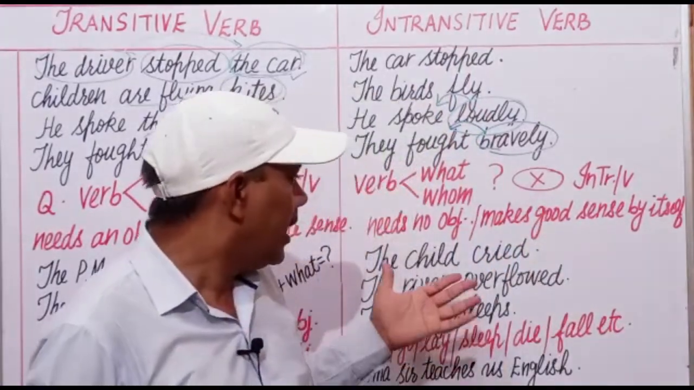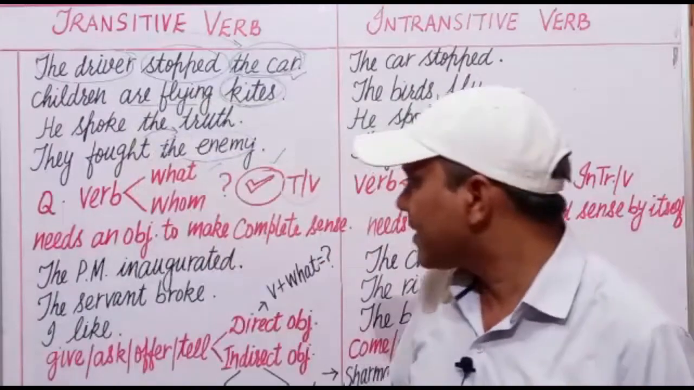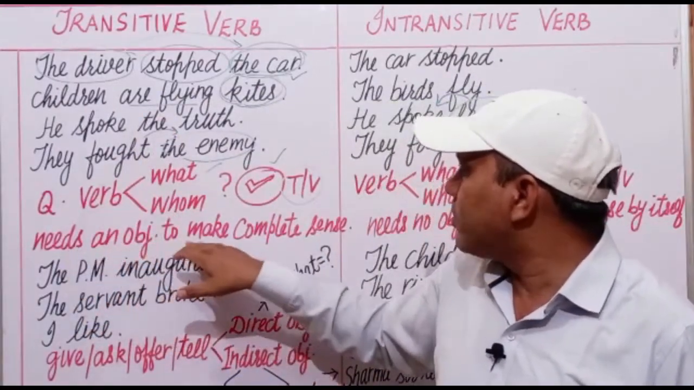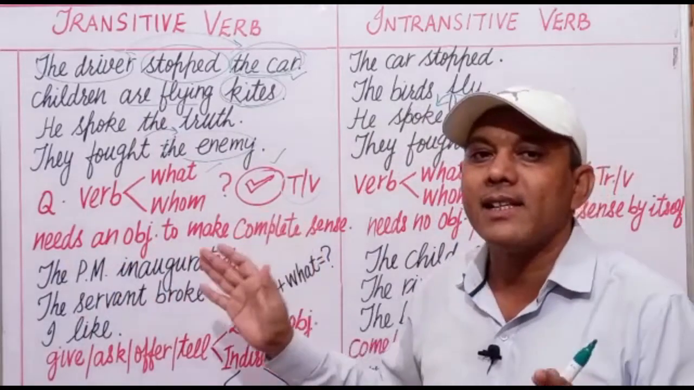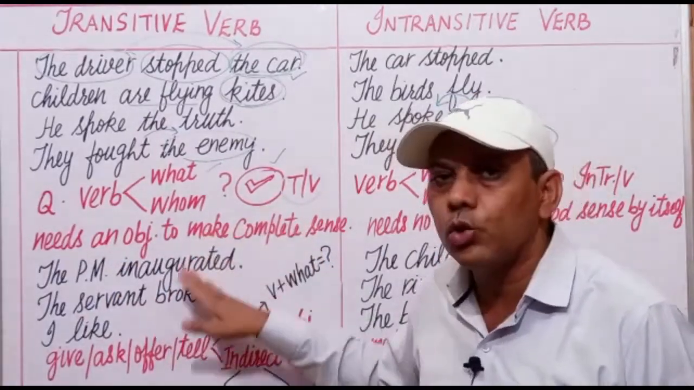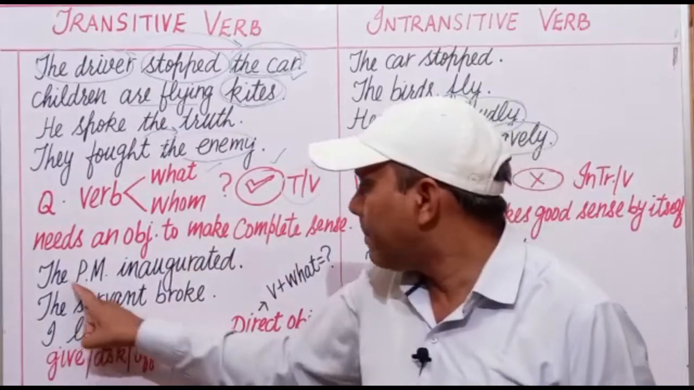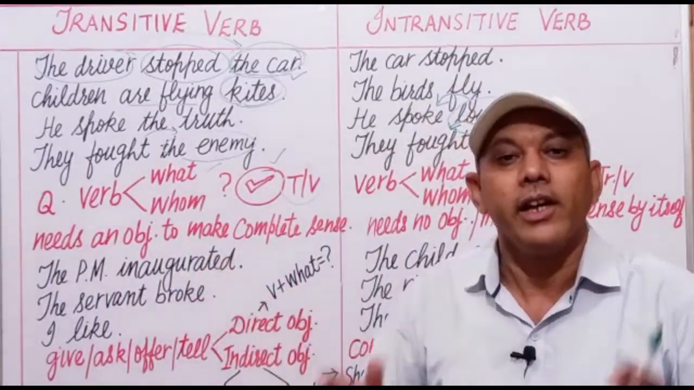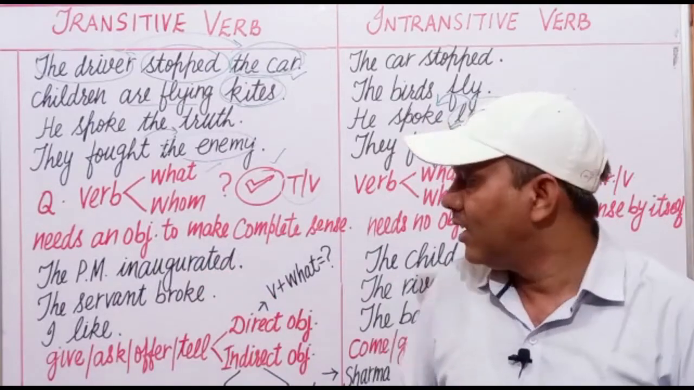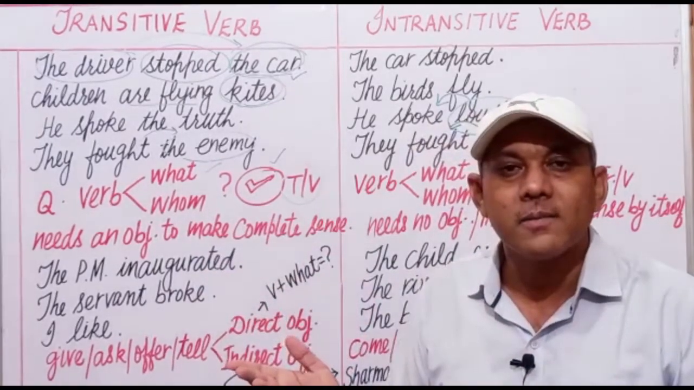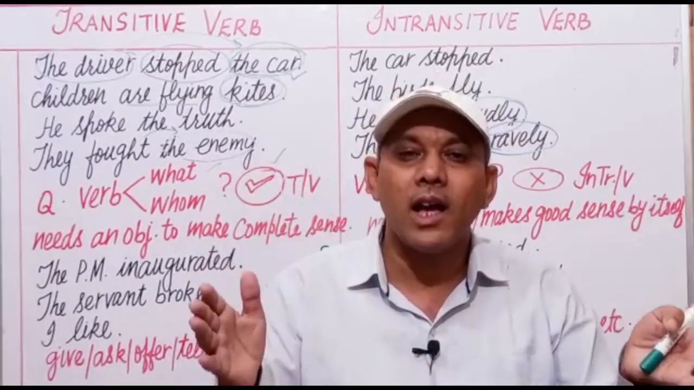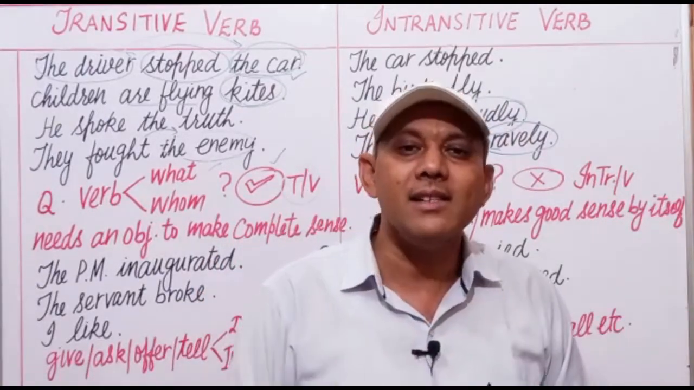Now, let us take a few more examples. A transitive verb needs an object to make a complete sense. Let's go through these examples. The Prime Minister inaugurated. Is it a sentence? I think no. Because what is a sentence? A sentence is a group of words having a meaningful sense.